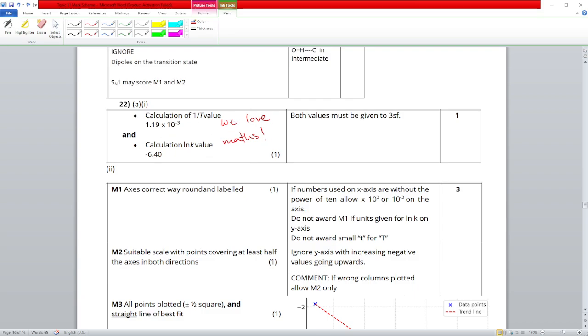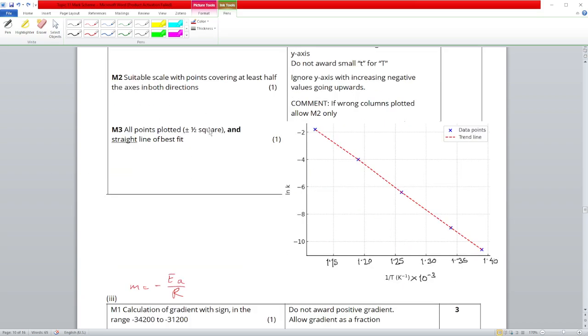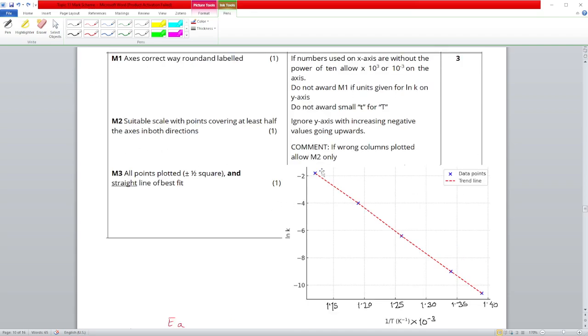Here we have a bunch of math. We love math. This is our first graph. It should be a straight line because, again, remember, when we are plotting ln k against 1 over T, this is a y is equal to mx plus c format. This is a straight line graph.